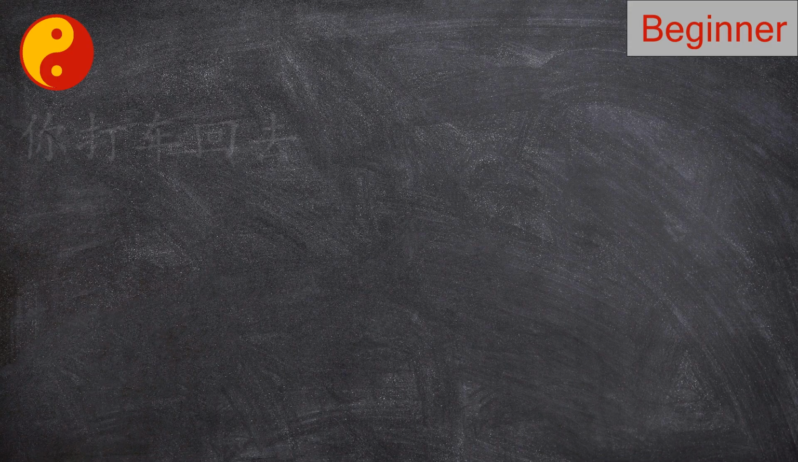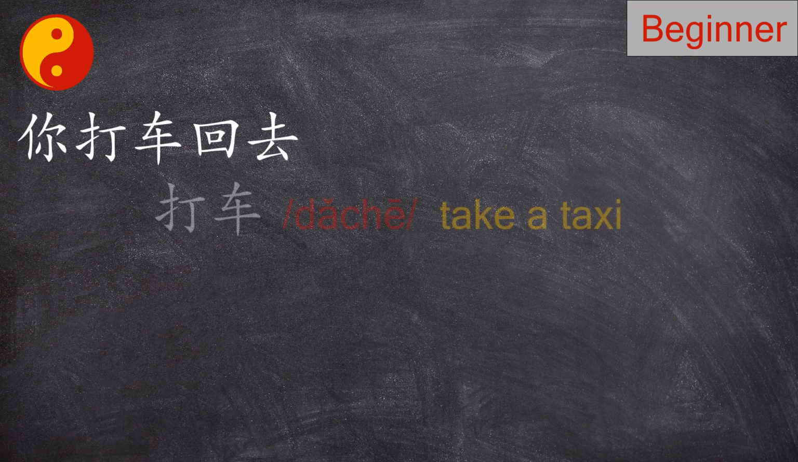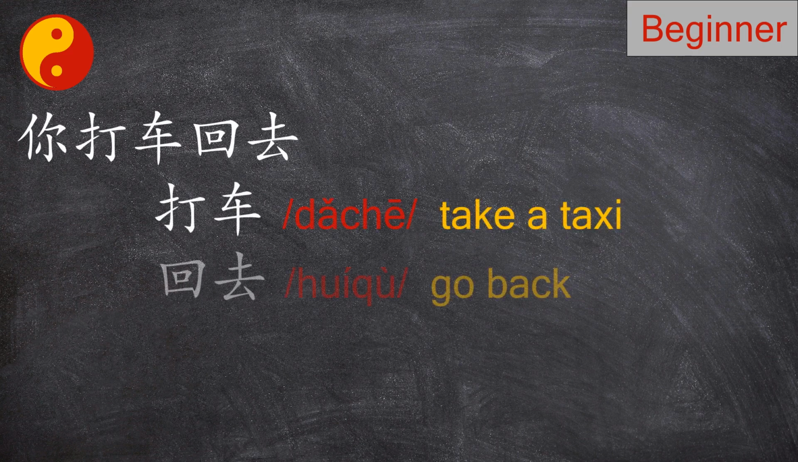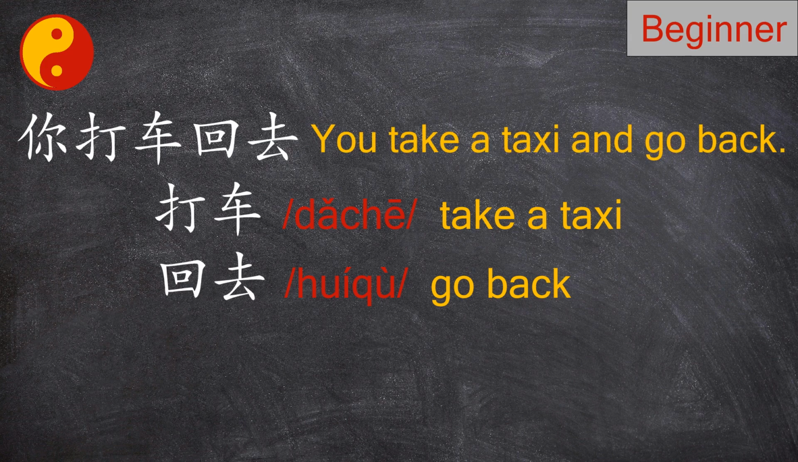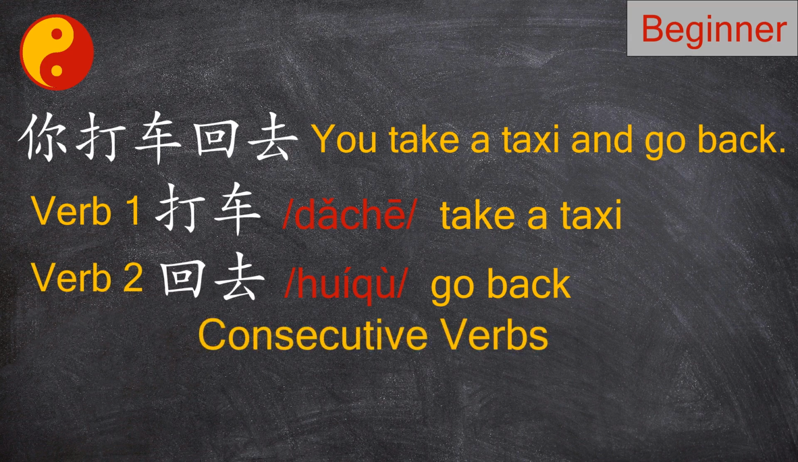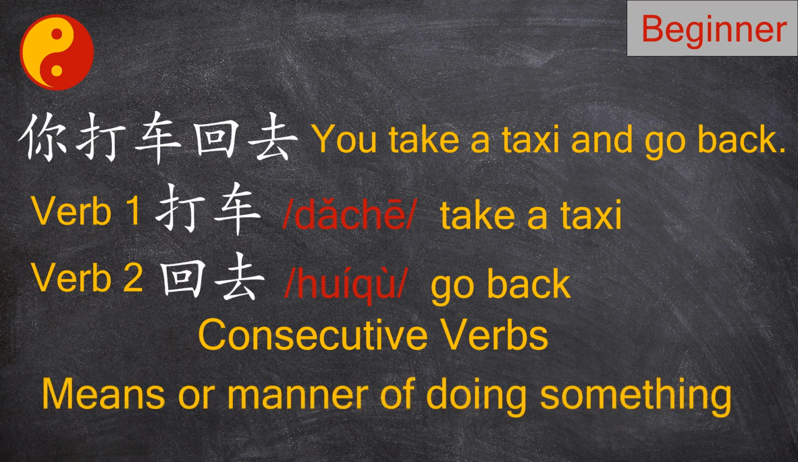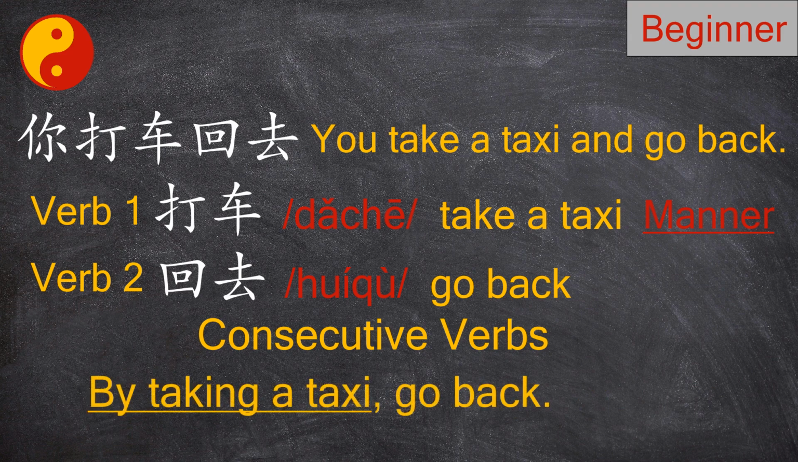你打车回去啊？ 你打车回去. 打车 means take a taxi. 回去, go back. Literally, the sentence means you take a taxi and go back. As you can see in this sentence, we have two verbs which come right after each other. The first verb is 打车, take a taxi, and the second verb is 回去, go back. It's quite common to have consecutive verbs in Chinese. One function of consecutive verbs is to express means or manner of doing something. The first verb expresses the manner. Here, taking a taxi is the manner of going back. It means by taking a taxi, go back.